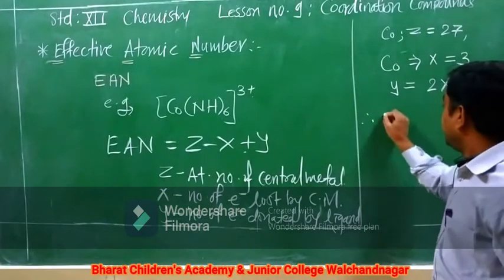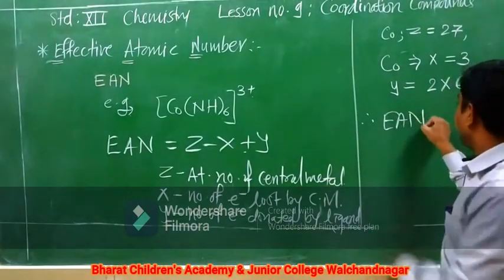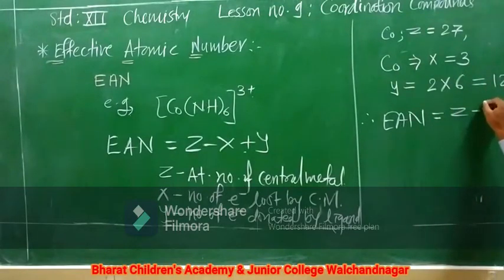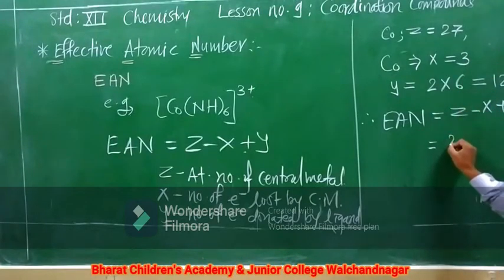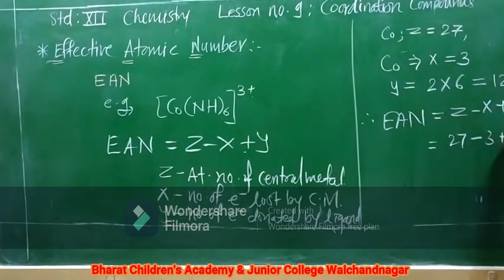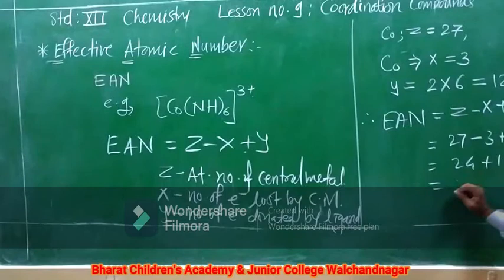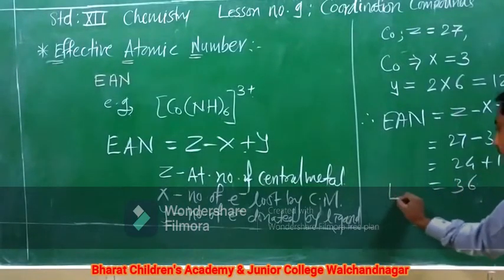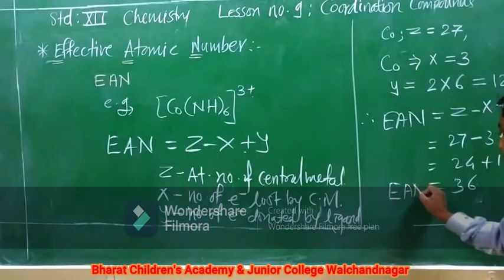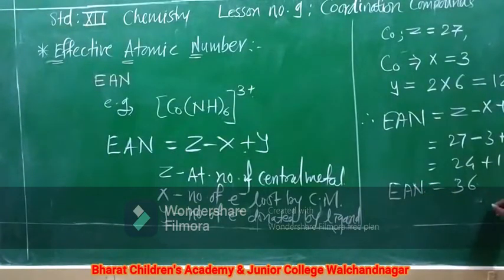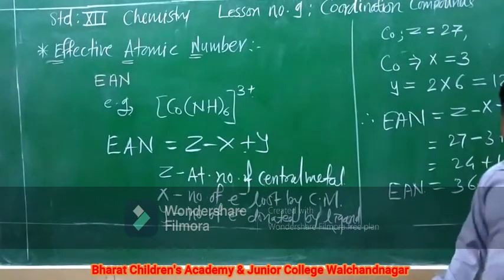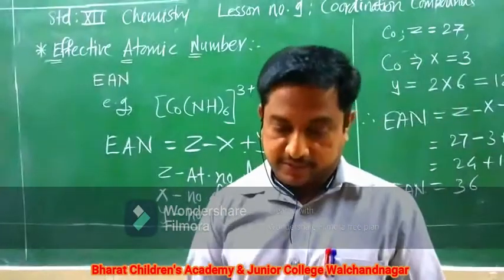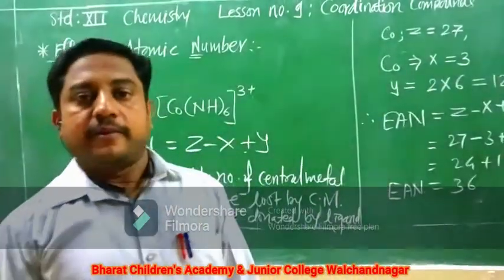Hence, EAN for this complex will be Z minus X plus Y, which will be equal to 27 minus 3 plus 12. Now you can see 27 minus 3 will be 24 plus 12, which is equal to 36. And this is nothing but the atomic number of the nearest noble gas, krypton. Therefore, you can see this complex is a stable complex.